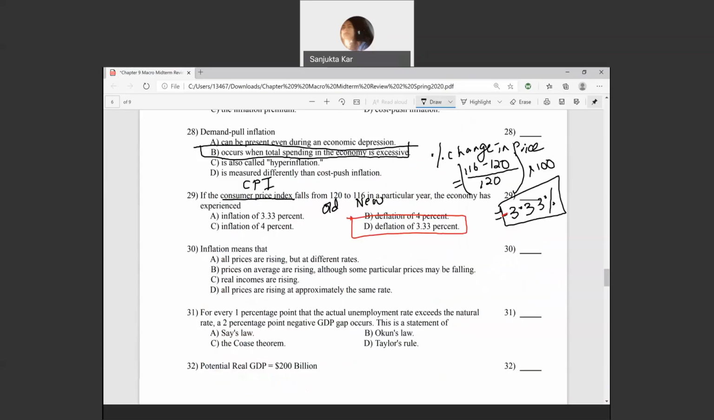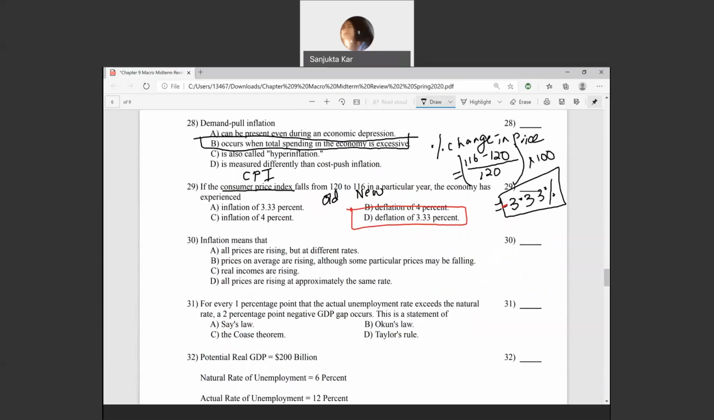All right, question number 30. We have inflation means what? Inflation means it's going to be this one: prices on average are rising while some particular prices may be falling.